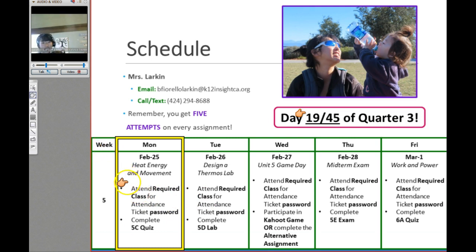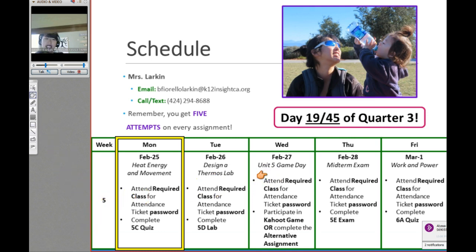So today we're going to be talking about heat, movement, and energy. We're going to talk about what heat energy is and how it moves, and go a little bit deeper into that. Tomorrow we'll be applying that knowledge, talking about designing a thermos. What kind of materials would we use to design a thermos? That will be your lab for tomorrow. It's a pretty simple lab, so we'll make sure we get that done and knocked out of the park.